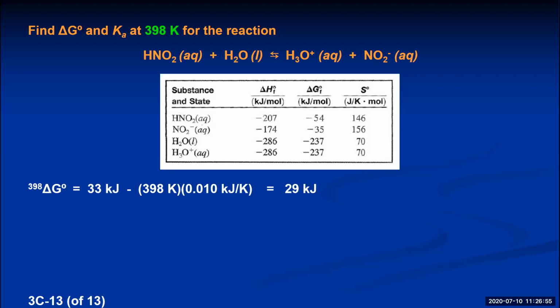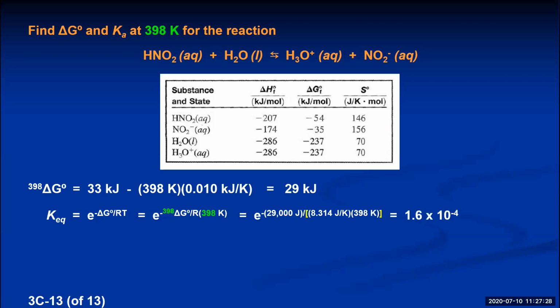If you want to calculate the equilibrium constant for this, we now calculate it from the new delta G naught value. And so we're going to go e raised to the negative delta G naught at 398 divided by R times 398. I'm just emphasizing the fact that we have to pay careful attention to what the temperature is in this problem. So the value for the delta G naught at 398 is the 29,000 joules. And then we divide it by the product of R times the temperature of 398. And so therefore, this reaction, this ionization of nitrous acid at 398 Kelvin would have an equilibrium constant of 1.6 times 10 to the minus 4th.